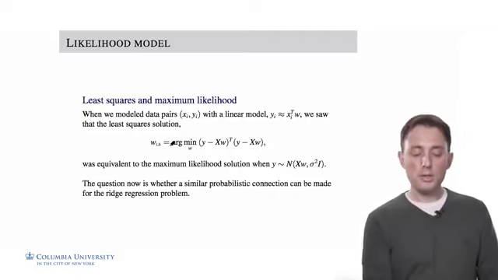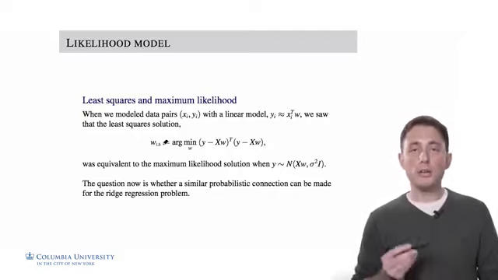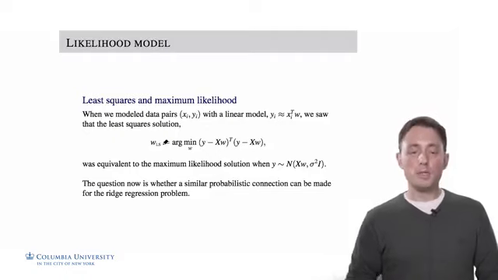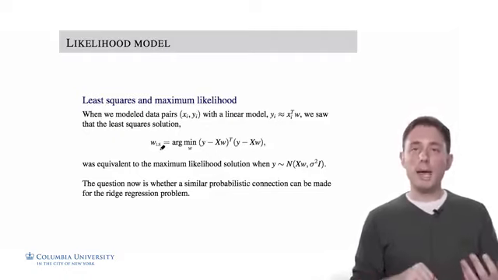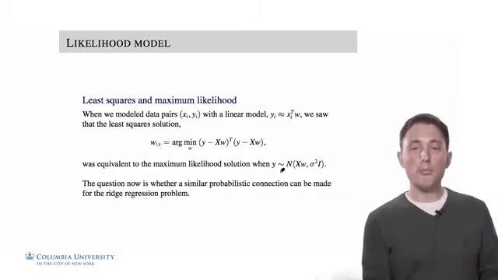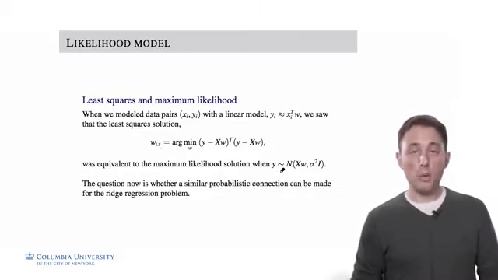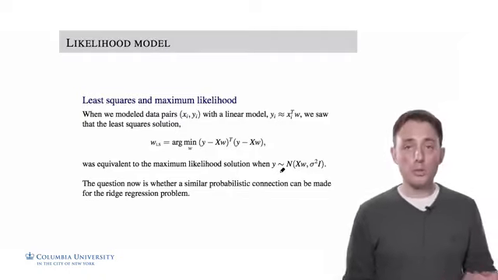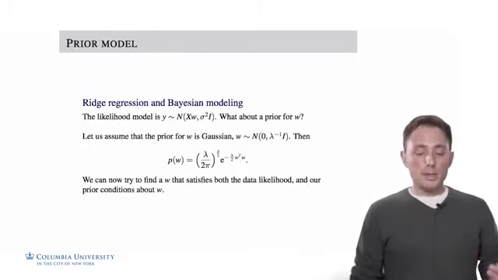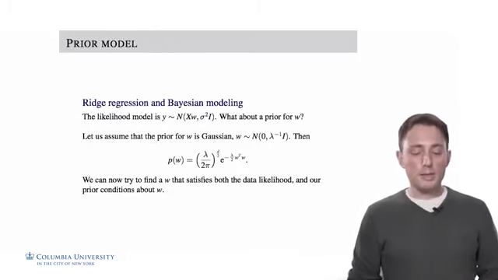So these two problems share exactly the same solution, and so we can view the least squares solution probabilistically as being a maximum likelihood solution for this model on the data vector y. So the question now is whether we can make a similar probabilistic connection for the ridge regression problem. So I'm going to step through that process.